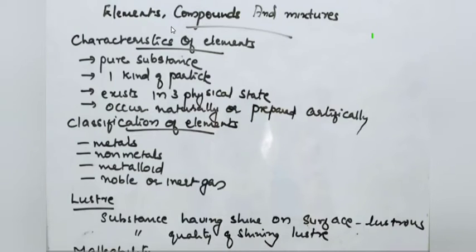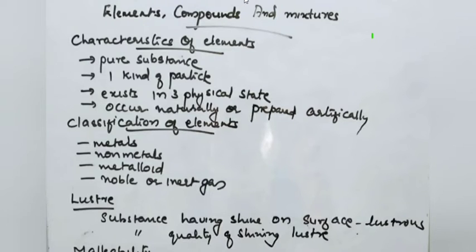Next we are talking about the characteristics of elements. Elements, we have told, are pure substances. We also talked about solid, liquid and gaseous elements. Then next we are talking about the characteristics of elements. So, talking about the characteristics, they are also pure substances.